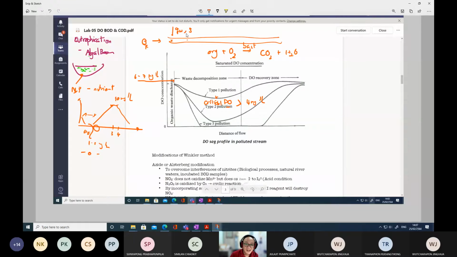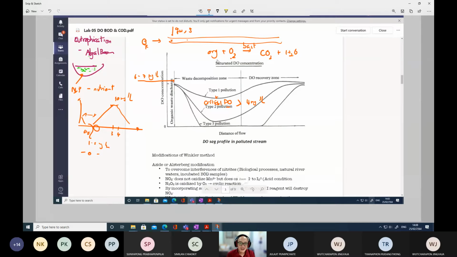If the concentration of the organic substance entering the stream is high, maybe the DO will drop to a level where the concentration is less than 4 milligrams per liter. So this will create problems. Type 2 is actually a stronger pollution than type 1. But if the pollution entering the stream is extremely high, the DO levels will drop until they get to zero. And during this distance, this length, there will not be any dissolved oxygen found in the water.